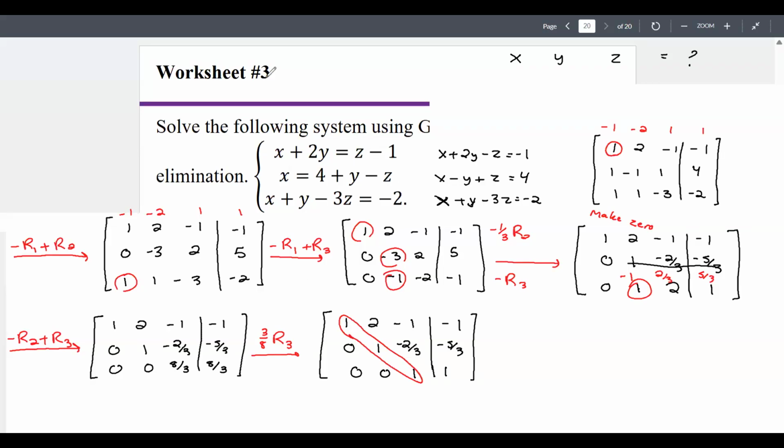Now all we want to do is make sure that everything else here is 0, so we want to make this 0.